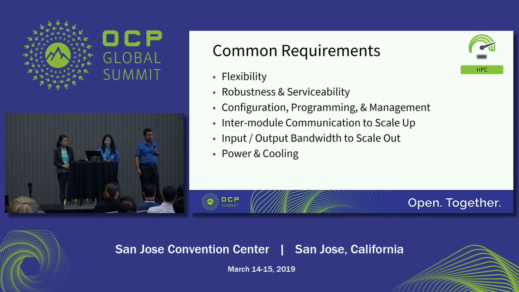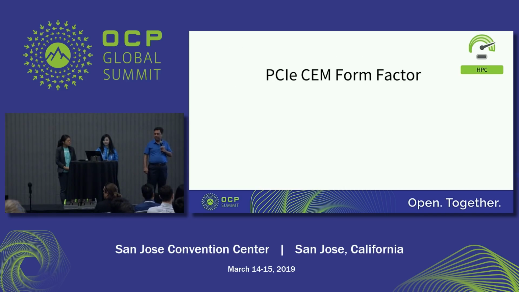We need the flexibility. We need the robustness and serviceability and reliability of individual module and chassis. Different configurations for programming, frameworks. Those are all essential elements of a solution stack. Individual modules need to be interconnected. Those are the type of things that we did not see before in other solutions. We usually need input-output outside of the chassis so that we can do scale up or scale out, depending on the solution. And we, of course, need power and cooling.